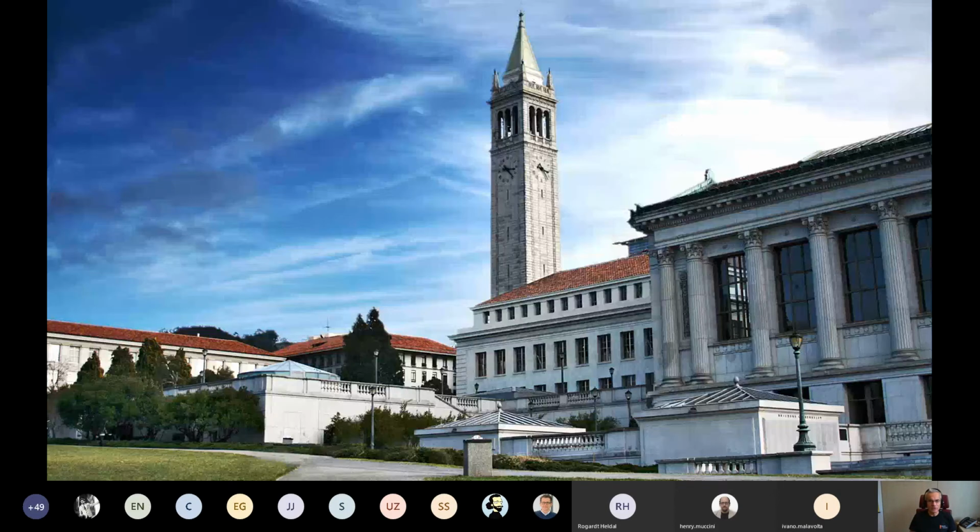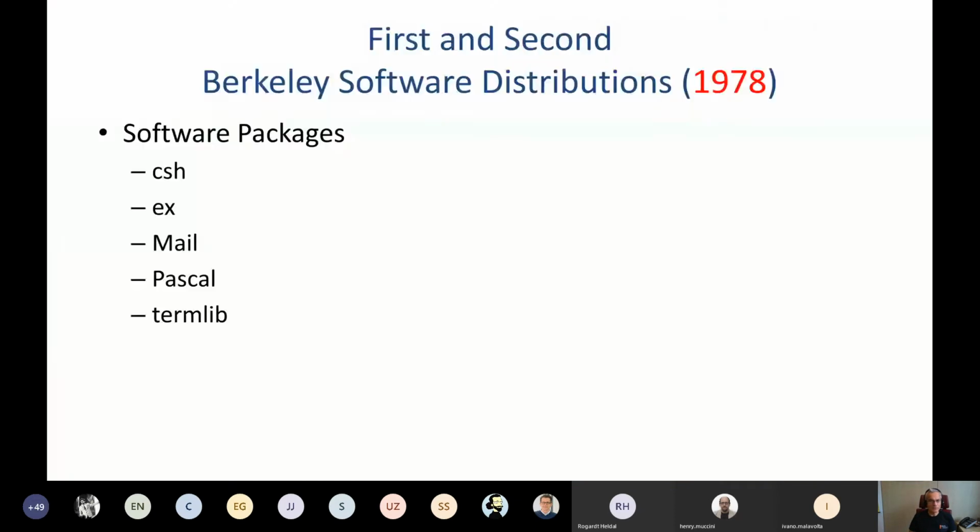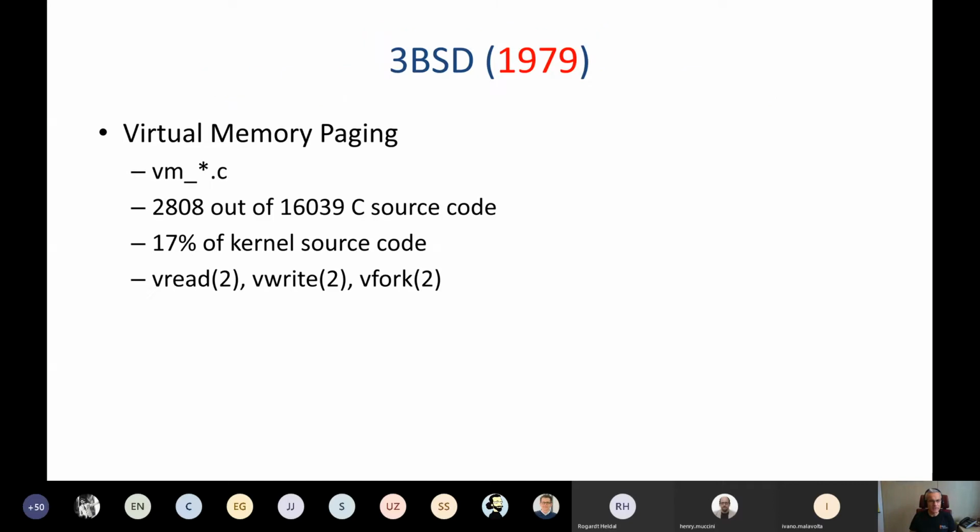After the 7th edition, Unix moved to Berkeley, so Berkeley started developing systems there. The first Berkeley software distribution wasn't a complete system. It had some software packages such as the C shell, ex, Mail, Pascal, and termlib. FreeBSD was the first system that was complete. It included virtual memory paging, very important. About 2,800 lines out of the 16,000 lines of the kernel were devoted to it, and the new system calls that you see on the bottom.